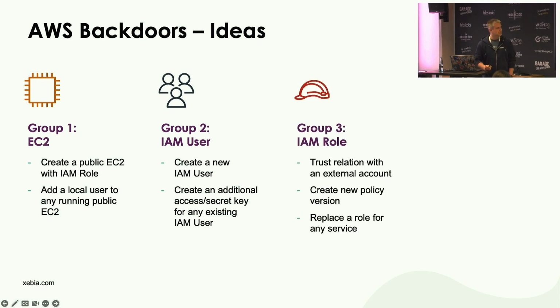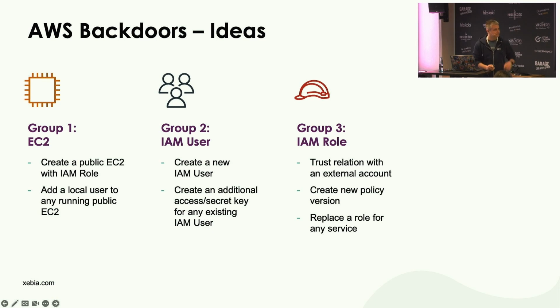Second group, or third group, IAM role. You can use IAM roles to let someone in from another AWS account. So if you have roles on your account, you can configure trust relation, or I can configure trust relation for you, trusting my external account. And thanks to that, I can use my external account or someone else's account to assume your role on your account with your permissions there.